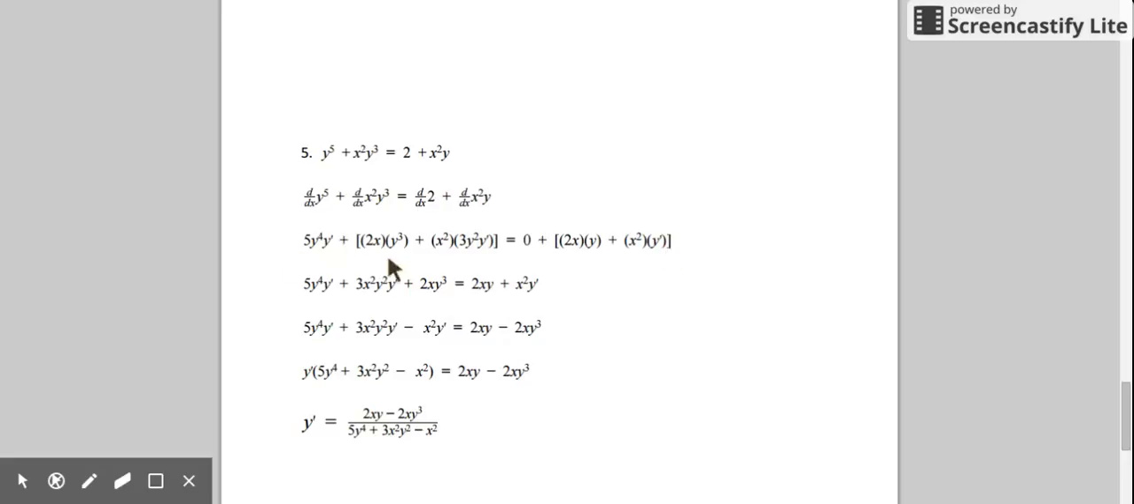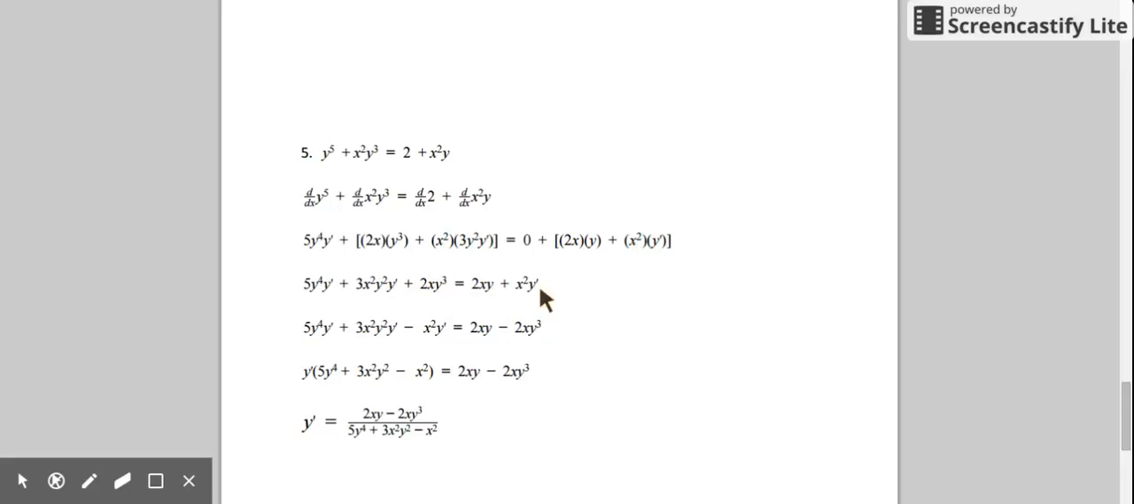So let's clean up this mess a little bit. Nothing is being distributed to anything in here, so we can get rid of all of our parentheses and brackets and organize some of our variables in alphabetical order. So my first term stayed the same, 5 times y to the fourth times y prime. This I pulled out of here, so I just reorganized it, put the 3 at the front, and then x squared, and y prime at the back. And this I joined together and became 2xy cubed. On the other side, I just brought this together, 2xy, and x squared y prime right there.